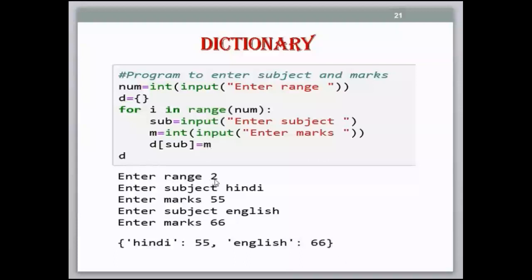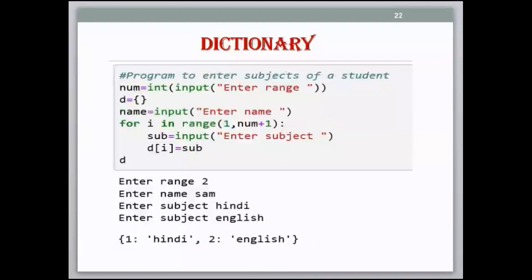Suppose I have entered the range 2, enter subject Hindi, enter marks 55. So 2 values you can enter, and after printing this, you can get the elements of the dictionary like this. Here the subject is the key and marks are the value. Program to enter subjects of a student.